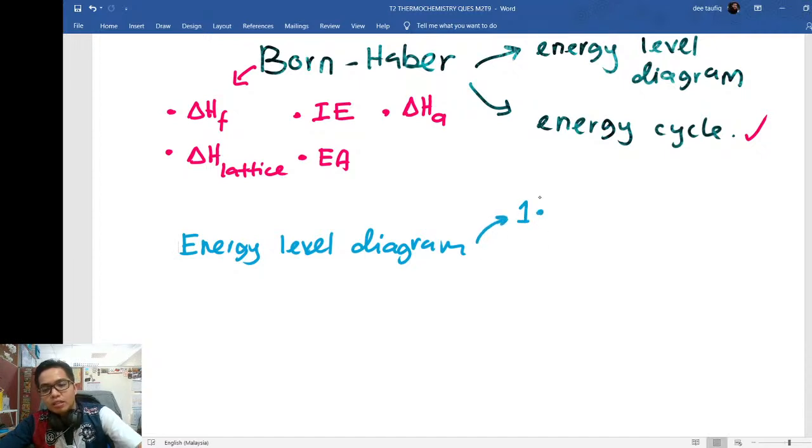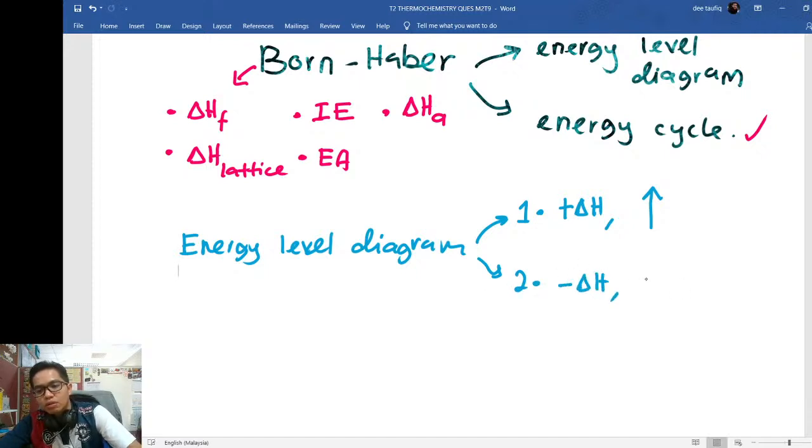The first one is positive delta H. The arrow must be going up, while if your value of delta H is negative, then your arrow is going down. Itu dia yang awak nak kena ingat.